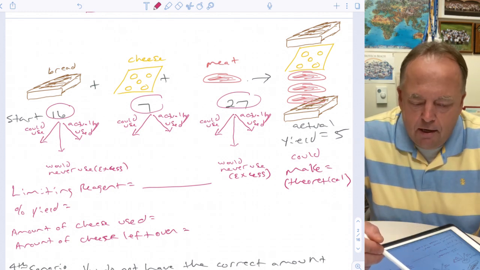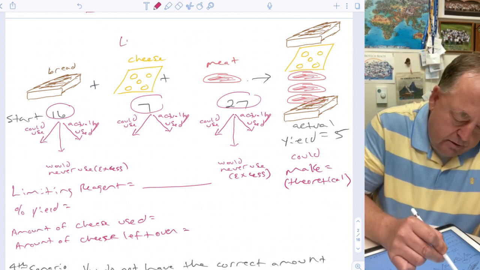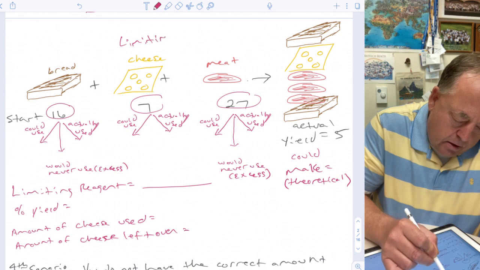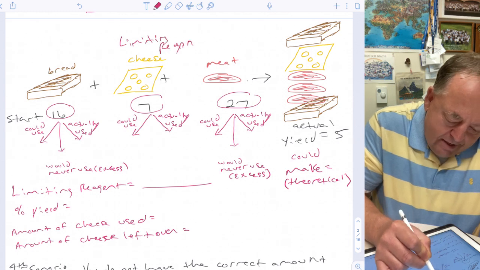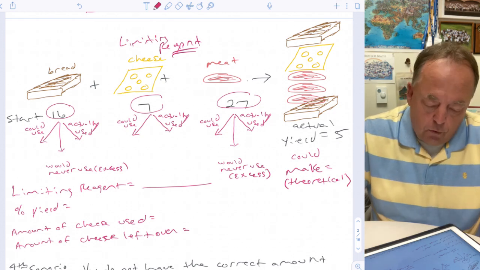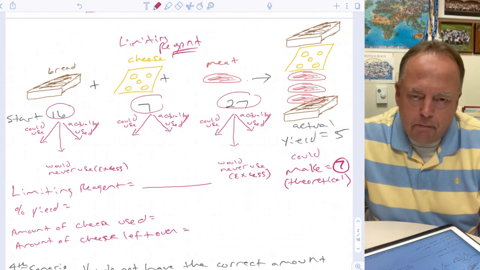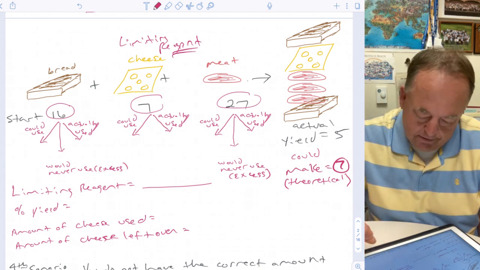So how many can you make? You can make 7, right? So this would be your limiting reagent. That's the one you're going to run out of first. So your theoretical yield is 7, right? And that's determined based on your limiting reagent, the cheese.